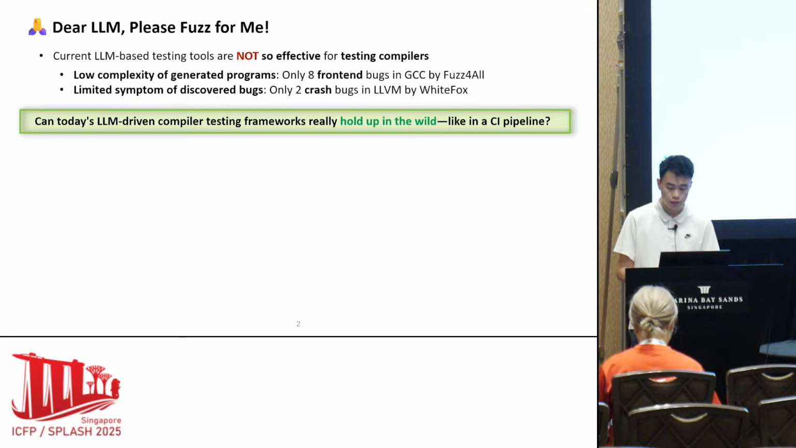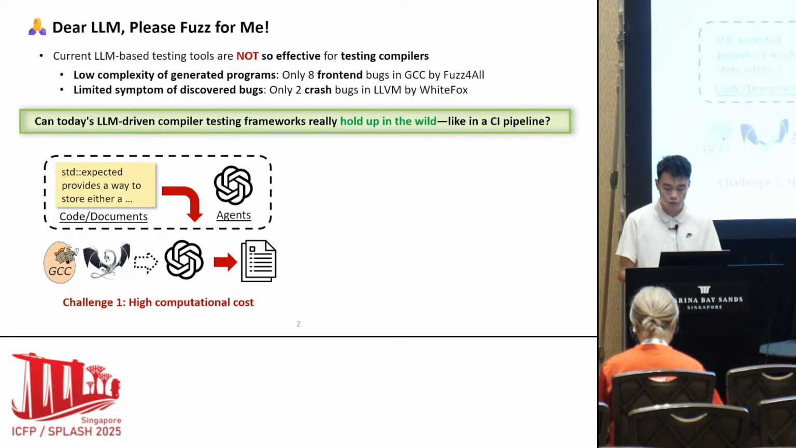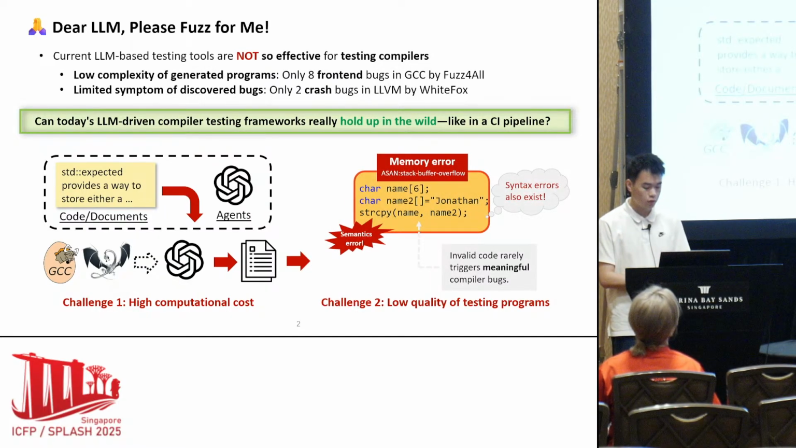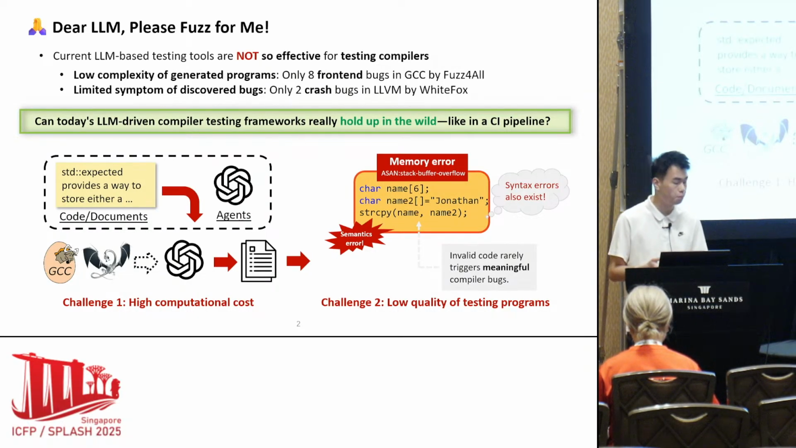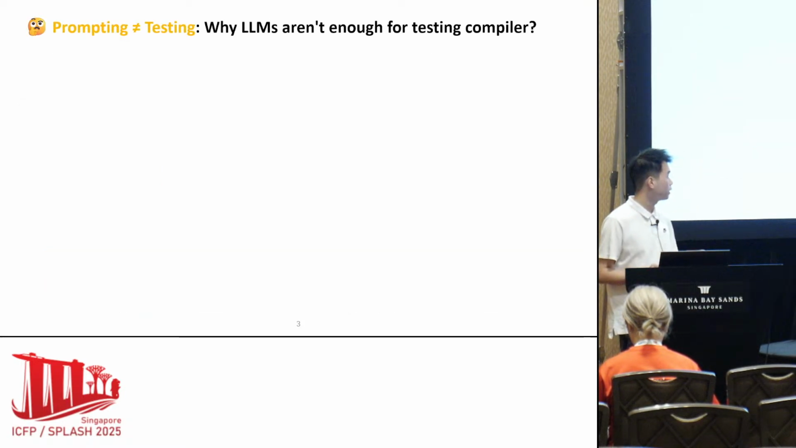There are 2 major challenges to achieving this. First, the typical workflow of these tools feeds code documents or small snippets into an LM and asks it to generate a single test case. To produce millions of test cases, we have to query the LM millions of times, which quickly becomes so expensive. Second, the generated programs are often of low quality. LMs tend to produce code with syntax or semantic errors, and even when it compiles, the programs are usually too simple to trigger deep or meaningful compiler bugs. Thus, simply prompting LMs doesn't mean effective fuzzing.